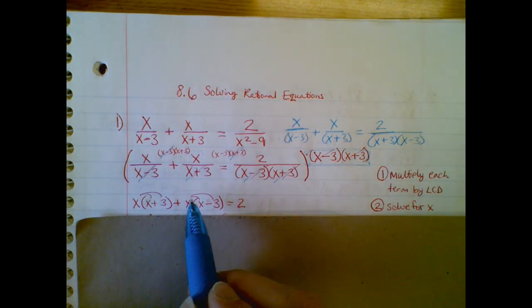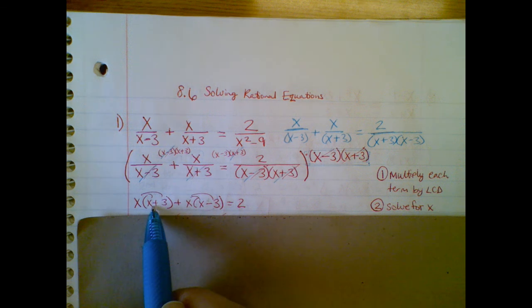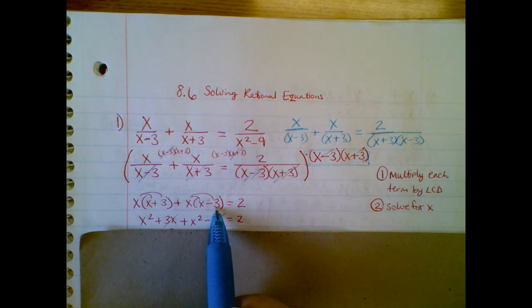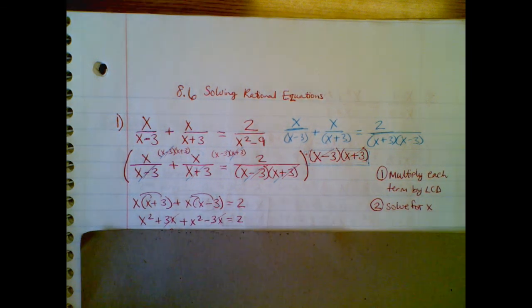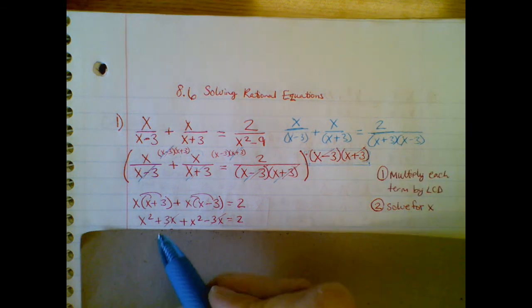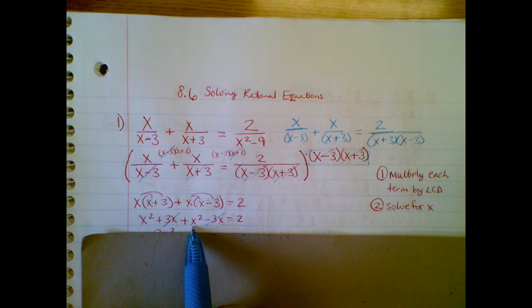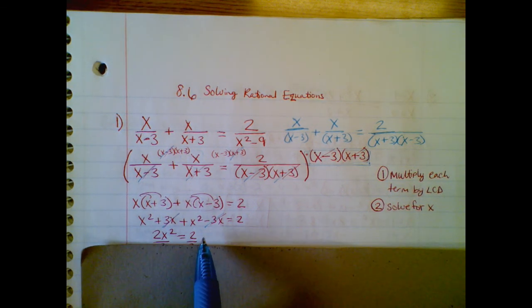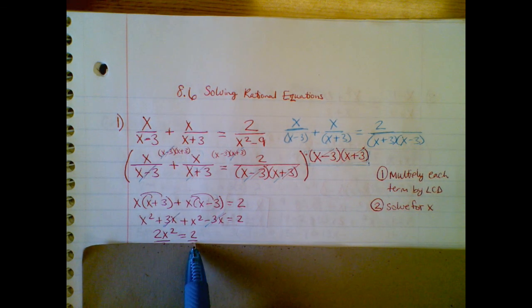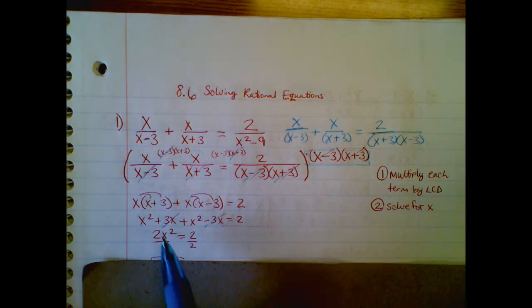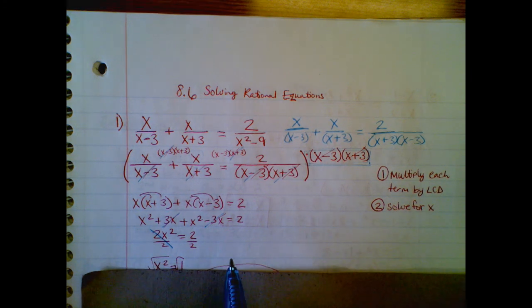So we distribute this x, so we have x times x is x squared, x times 3 is 3x, x times x is x squared, x times negative 3 is negative 3x equals 2. We want to combine our like terms. So the 3x minus 3x cancels out. 1x squared plus 1x squared is 2x squared, and then equals 2. We want to keep solving for this x, so divide both sides by 2. Those cancel out, so we get x squared equals 1.